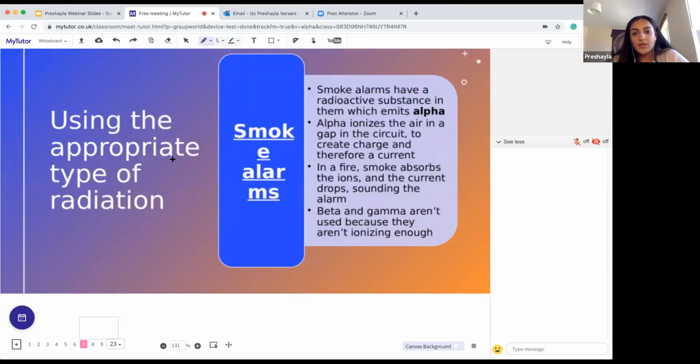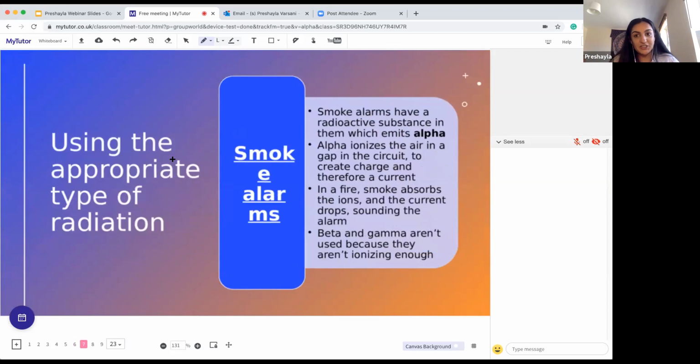Okay, so although radiation can be dangerous, and most of the time it is very dangerous, there are some uses for it as well. But it's important that when we are using radiation, we use the appropriate type of radiation for what we need it for. So when we're picking between alpha, beta, and gamma, which one we're going to use, we have to think very carefully about the application we're putting it in. So one application that you need to know for your GCSE is the application of the smoke alarm.